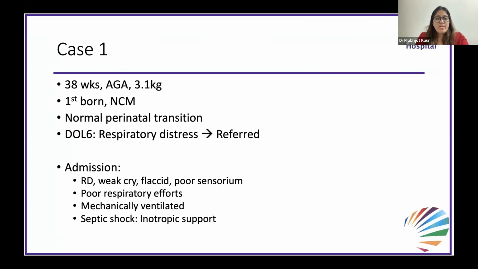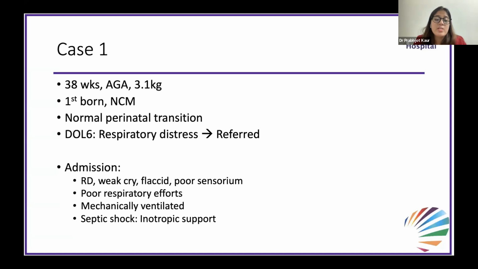So before we go forward, we'll just have a small case discussion. So this was a 38 weeks baby, appropriate for gestational age. Birth weight was 3.1 kg, first born to a non-consanguinously married couple. There was a normal perinatal transition, and the baby was absolutely fine till day 5 of life. On day 6 of life, baby had respiratory distress, in view of which the baby was referred.